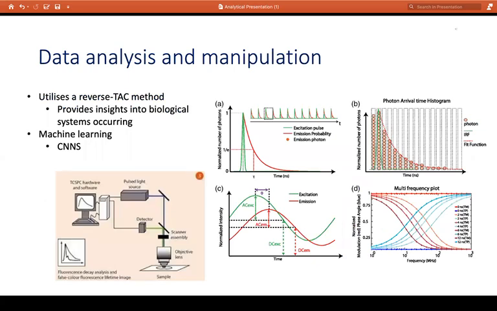The graph to the right shows the data analysis from one of the most common methods of fluorescent lifetime imaging spectroscopy. The TCSPC method utilizes a method called reverse TAC, which essentially measures the time between photon emission and then the next excitation pulse. This time-domain method is prominent across all variant methods of fluorescent lifetime imaging spectroscopy.